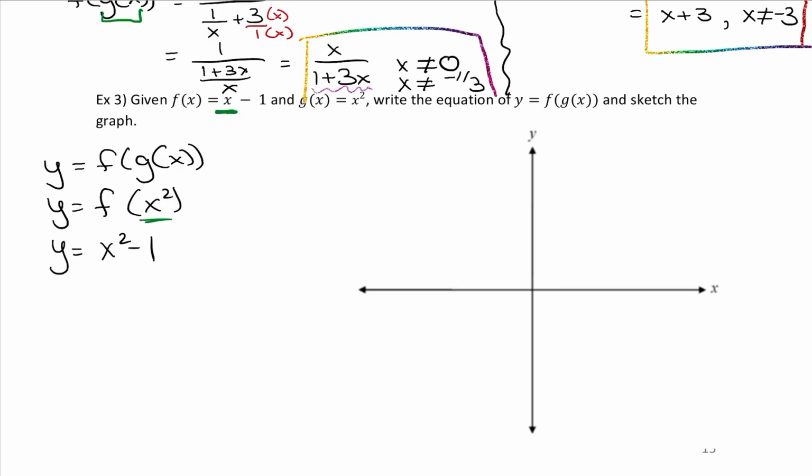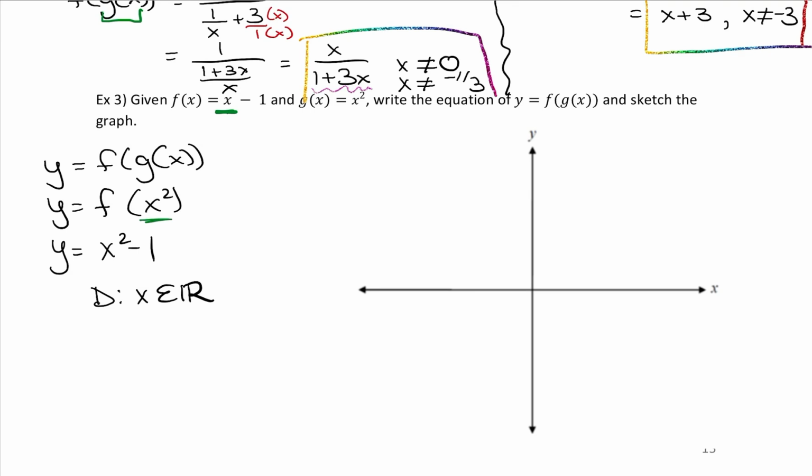Notice that f of x is linear. It has a domain of x as an element of the reals. G of x is quadratic. It has a domain of x as an element of the reals. When we recreated our equation, we didn't introduce any more non-permissible values. So our domain is x as an element of the reals. But sometimes the domain changes. So then when you graph it, you have to change the way you graph it.